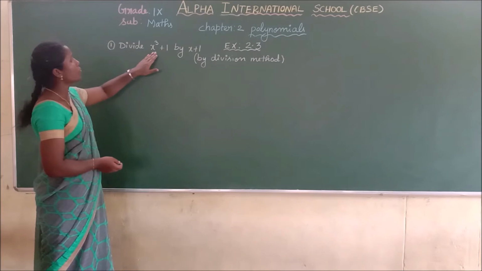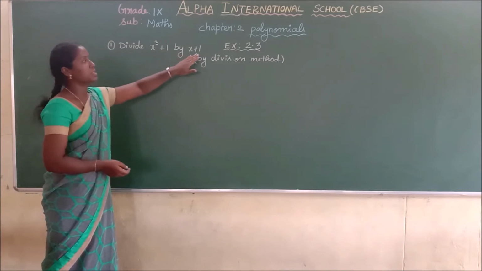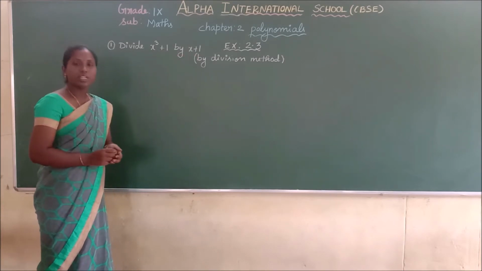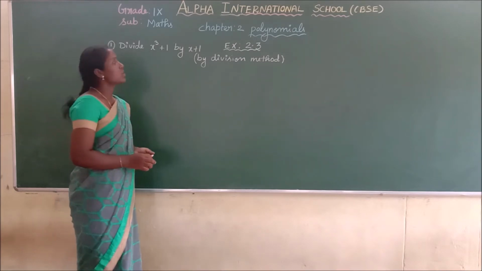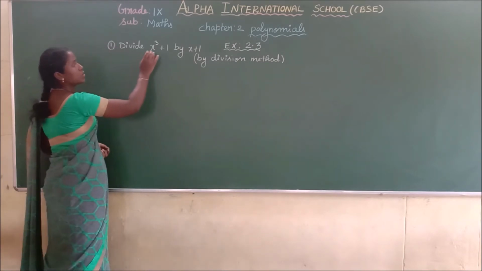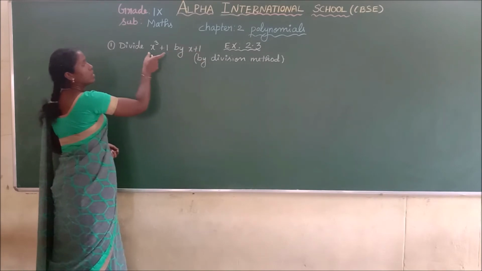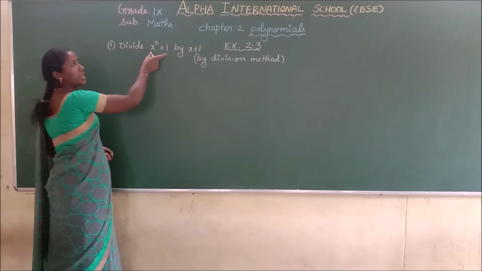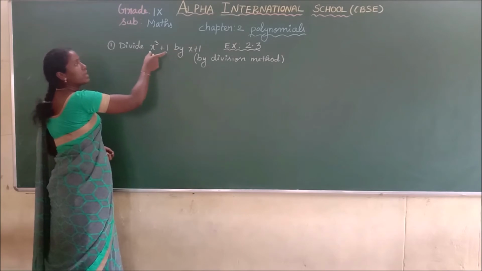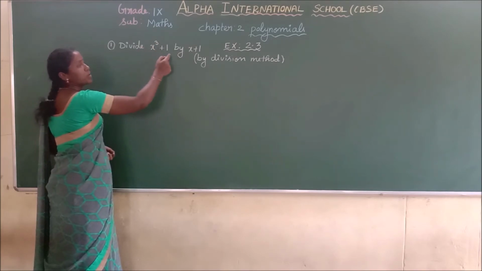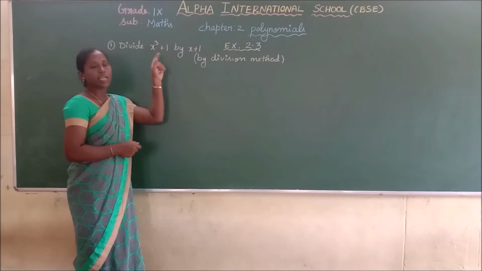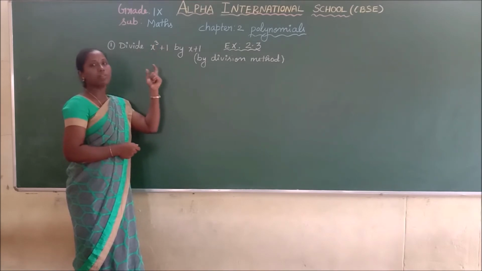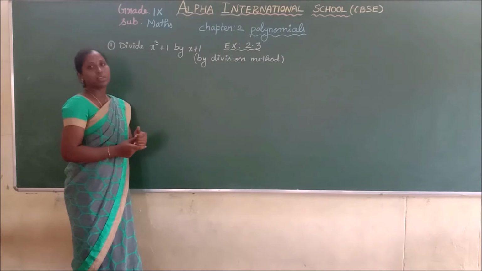Divide x cube plus 1 by x plus 1. We are going to use the division method to find the quotient and remainder. So here we are going to divide x cube plus 1 by x plus 1. Here, in the polynomial x cube plus 1, after the power cube, the x square and x terms, with powers 2 and 1, are missing. Isn't it?